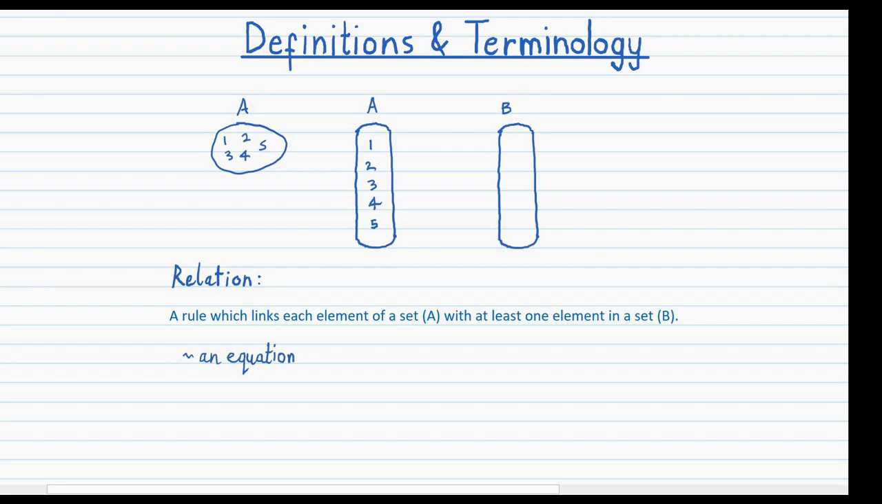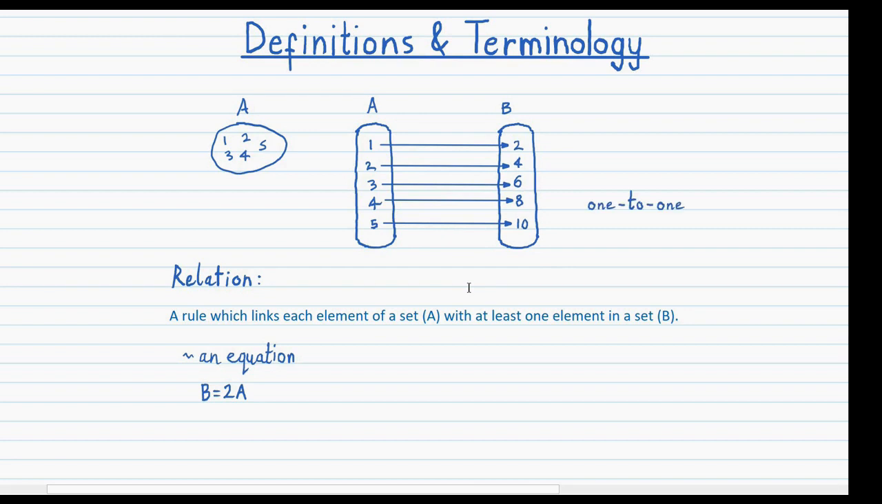So you could, for example, have B equals 2A, which would lead to B values of... So in this case, the rule that links each element of A, meaning each number in A, with at least one element in B, would be B equals 2A. Each element does link with one number in B, so it matches the definition. In this case, each element in A links with exactly one element in B, so it's called a one-to-one relation.